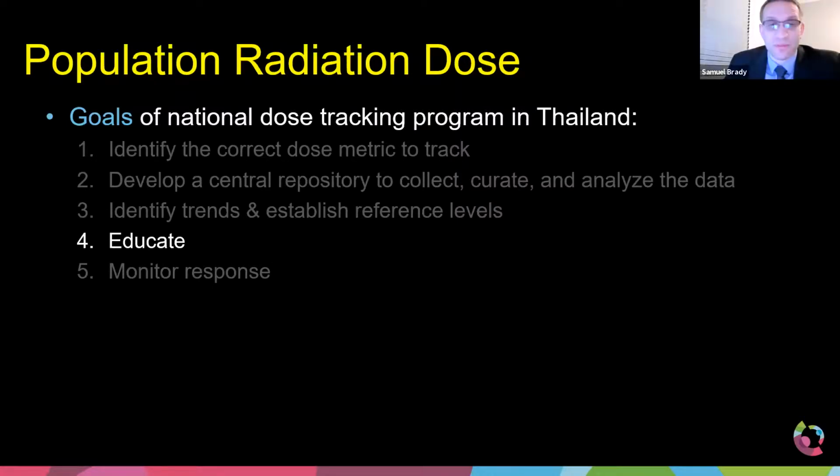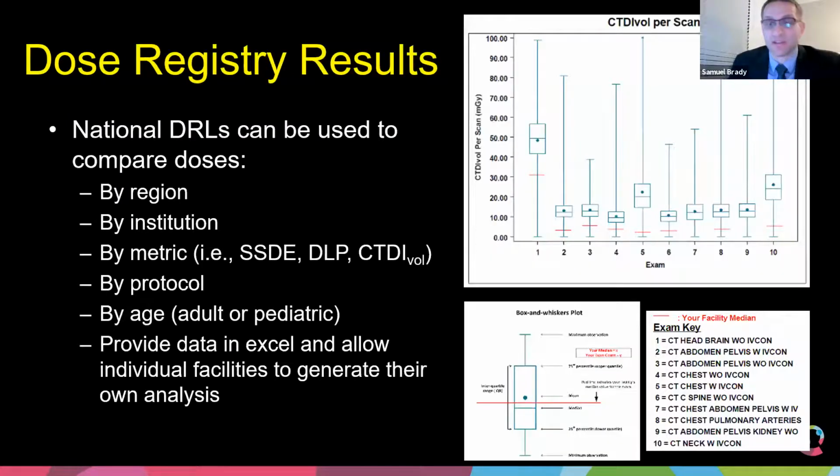All right, so the next step is to educate. So you've gone out, you've collected this data, you now have initial dose reference levels for a variety of different modalities and protocols. So you're going to take that data and go back to the hospital, and you're going to demonstrate to them how they perform compared to the national DRL.